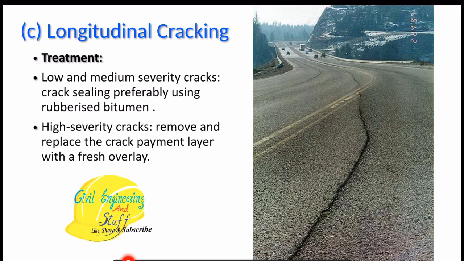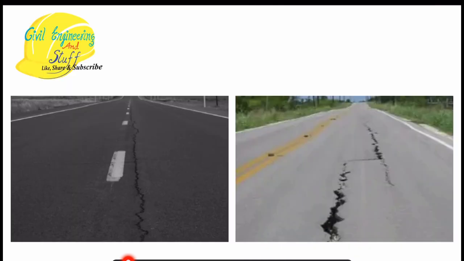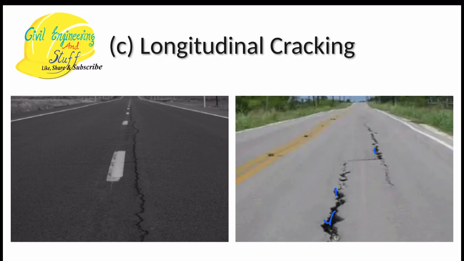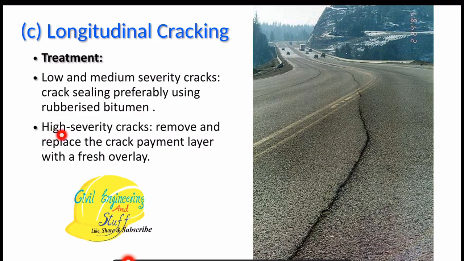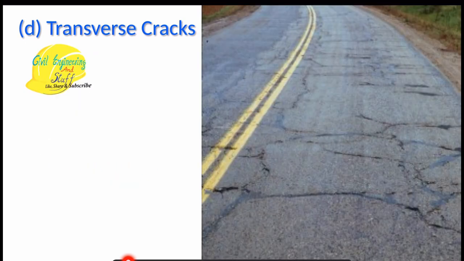In case of high severity, these are high severity cases. You can see, no matter how much we seal this crack, it won't last long. And one of the main things is that if there is rainfall, water will easily seep through this crack and go to the lower surface. So in case of high severity, we basically have to remove this layer and do a fresh overlay. Then we have what we call transverse cracking.